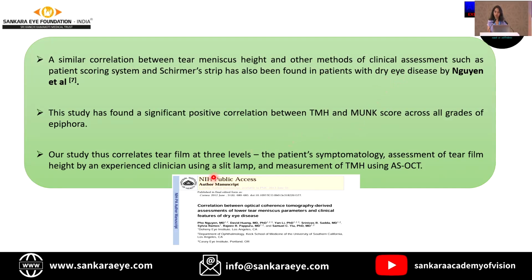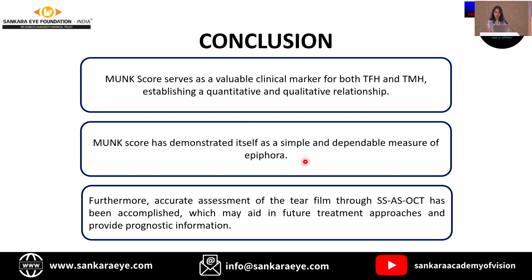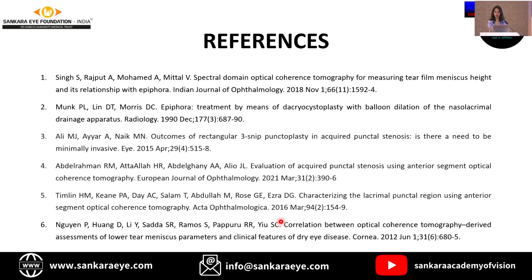Thus, our study also confirms the same, and therefore I would like to conclude that Munk score serves as a valuable clinical marker for both tear film height and tear meniscus height, thus establishing a very important quantitative and qualitative relationship. Furthermore, it gives an accurate assessment of the tear film by using a swept source AS-OCT model, and can further aid in future treatment approaches and provide prognostic information at the same time. Thank you.